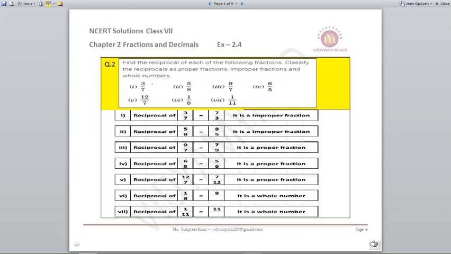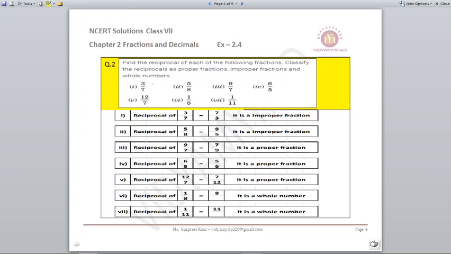So let's begin with it. What is the reciprocal of 3 upon 7? It is 7 upon 3. The meaning of reciprocal is numerator will become denominator, denominator will become numerator. So 3 upon 7 will become 7 upon 3. 7 is a bigger number, so it is an improper fraction.